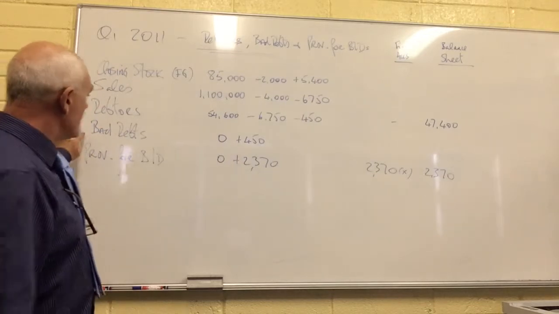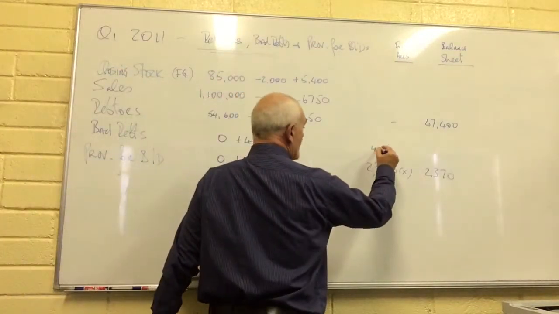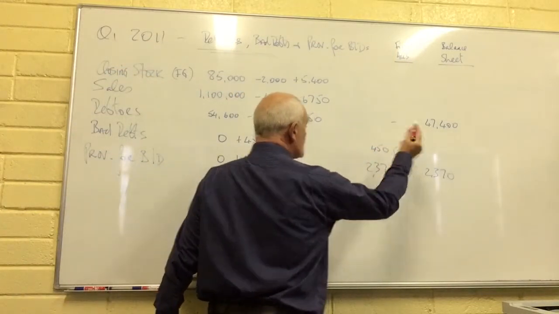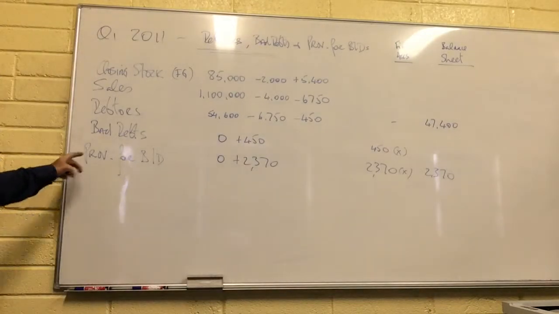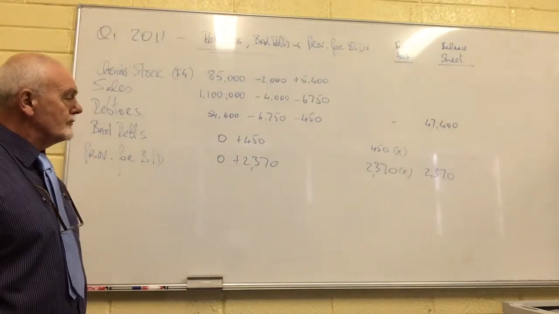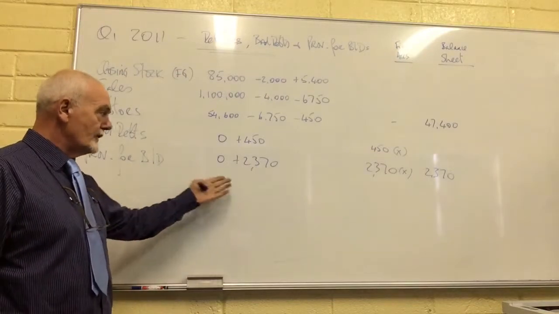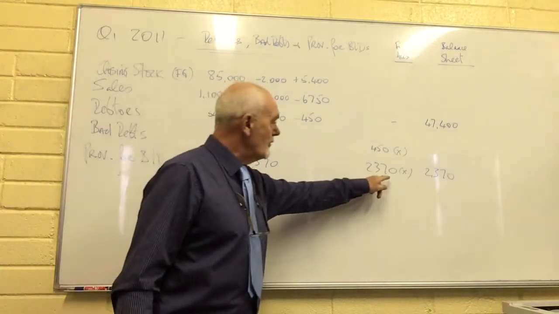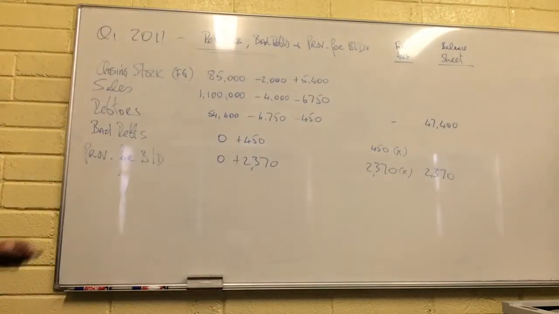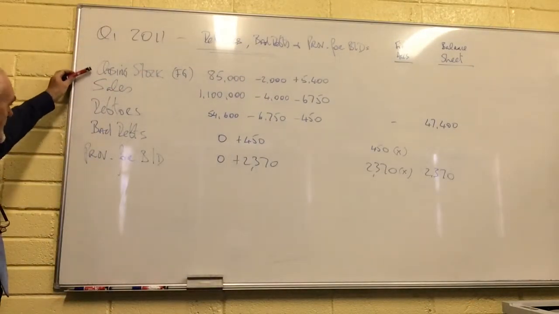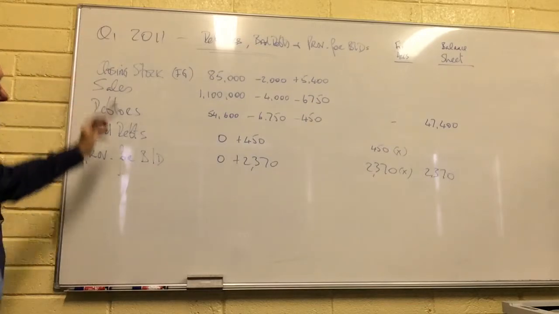So, in our profit and loss, I have €450 for the expense of the loss of bad debts. I've got the amount by which I've topped up the provision for bad debts, in this case the entire amount, 2,370, also as an expense. There may be more adjustments to these figures, so I haven't closed them off.